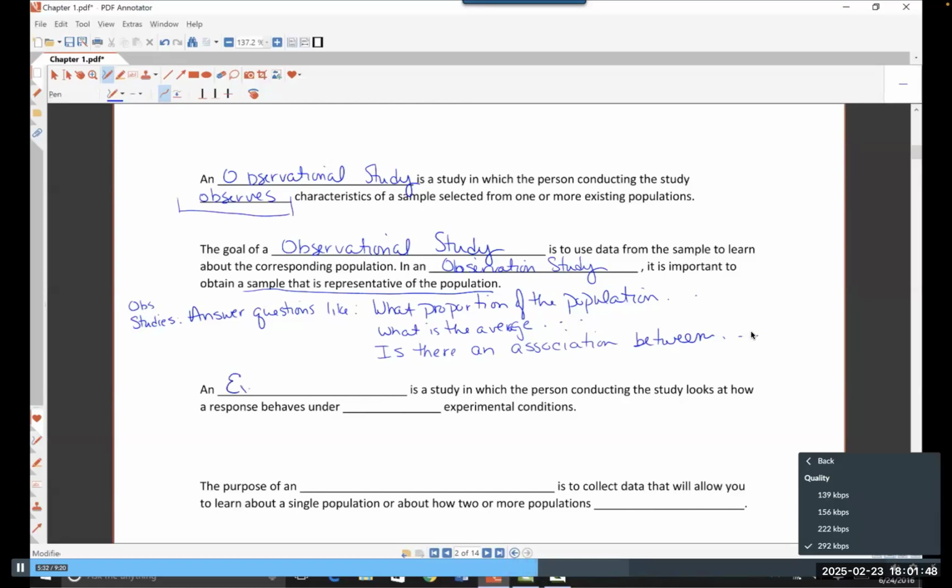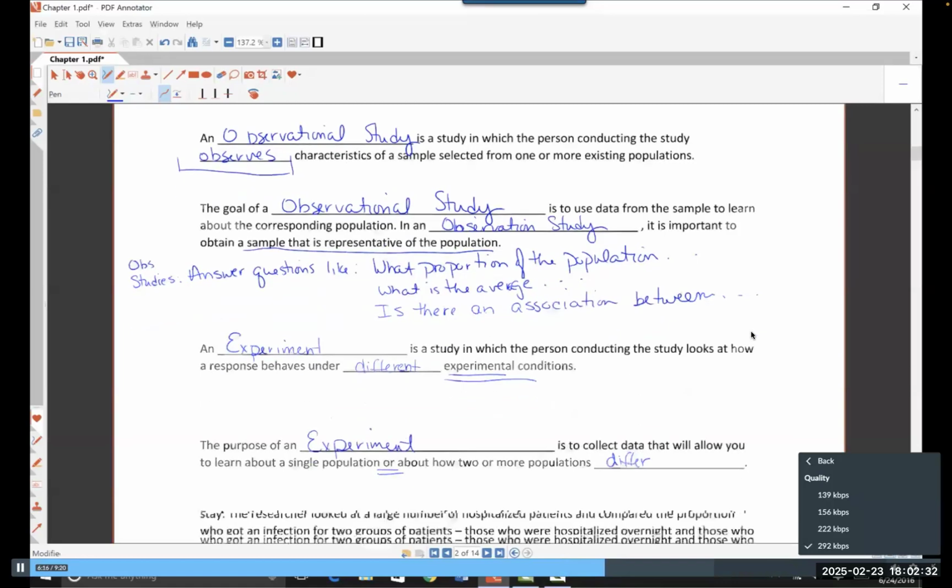In an experiment, however, it is a study in which the person conducting the study looks at how a response behaves under different experimental conditions. So those experimental conditions are created by the person doing the experiment. Okay? The purpose of an experiment is to collect data that will allow you to learn about a single population or about how two or more populations differ.